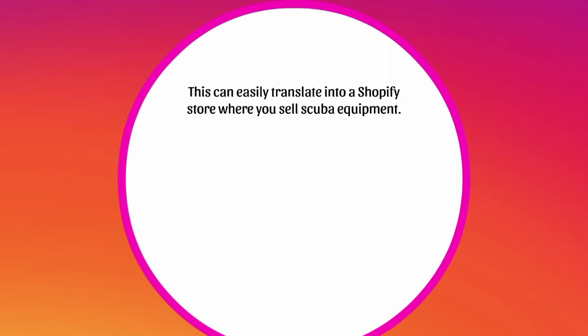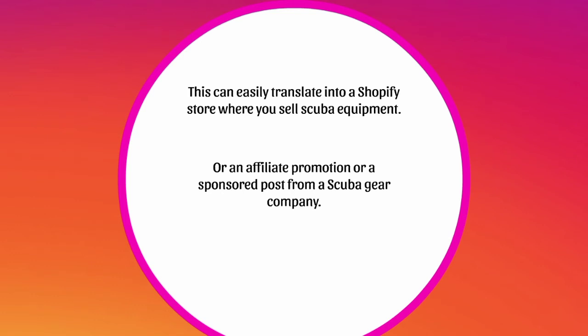You get to indirectly sell things, because at the end of the day, people are going to want what you have. They feel, okay, if I have the same tools or equipment that you have as a scuba diver, or as whatever you're trying to do as a lifestyle or brand, they're more likely to buy it, right? So it can be a Shopify store, an affiliate promotion, or a sponsored post from a scuba gear company, which we'll talk more about later down the road. But before you can do all that, you need to have a brand. You need to have the ability to create a lifestyle, right?